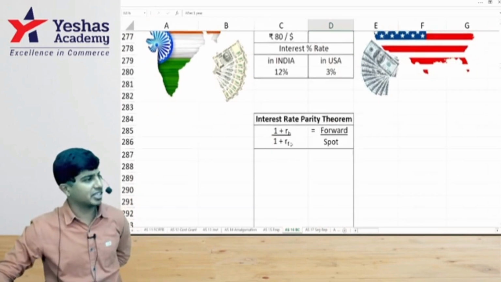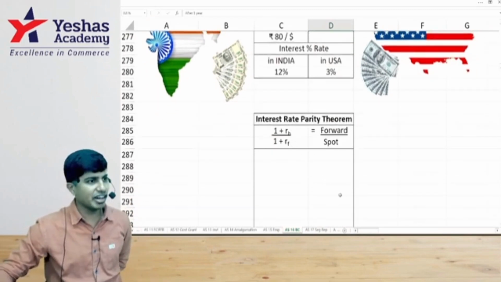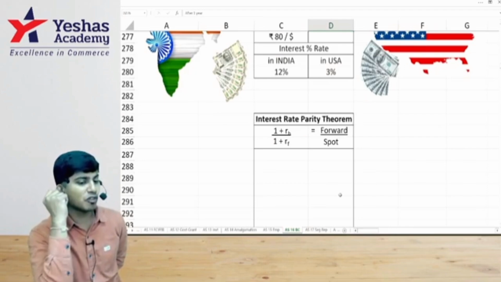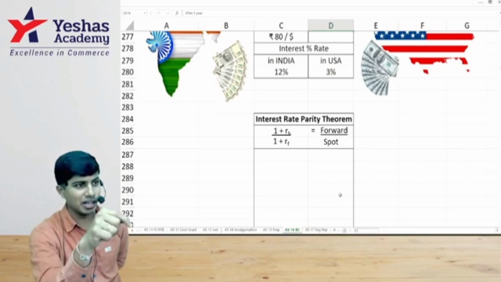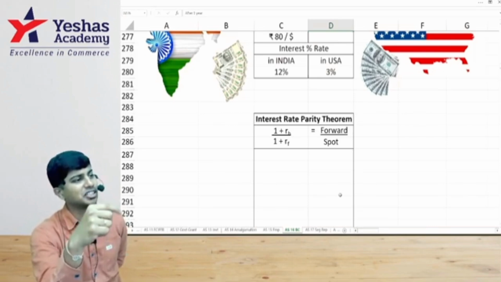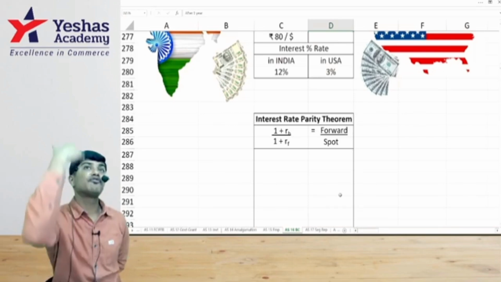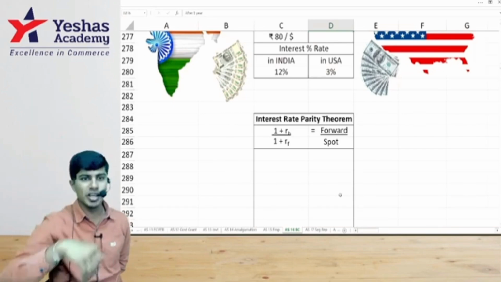Interest rate parity theorem says (1 + RH) / (1 + RF) = Forward / Spot. RH is the rate of interest in the home country. RF is the rate of interest in the foreign country. Forward is the future exchange rate. Spot is today's exchange rate.